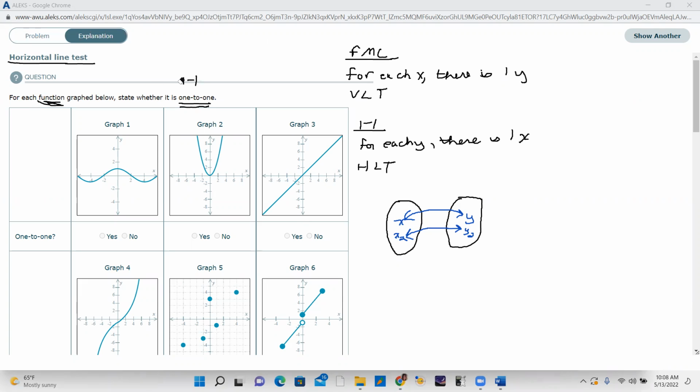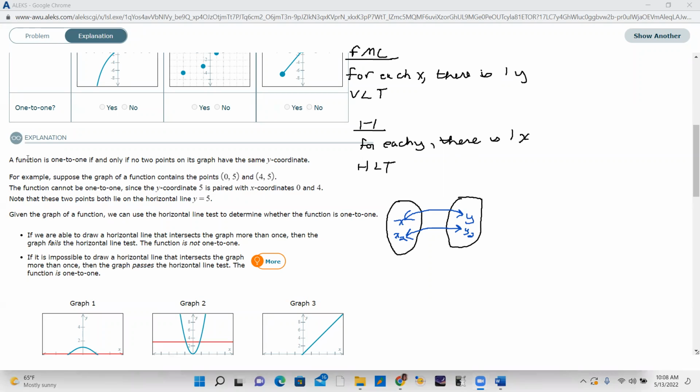So let's see how Alex explains this. A function is 1-to-1 if and only if no two points on the graph have the same y coordinate, right? Because each y has exactly one x with it. For each y there's one x, and we already know for each x there's one y. So for example, suppose the graph contains these two points, (0, 5) and (4, 5). It can't be 1-to-1 since the 5 has been paired with two different x's. And notice that those two points both lie on the horizontal line y equals 5.